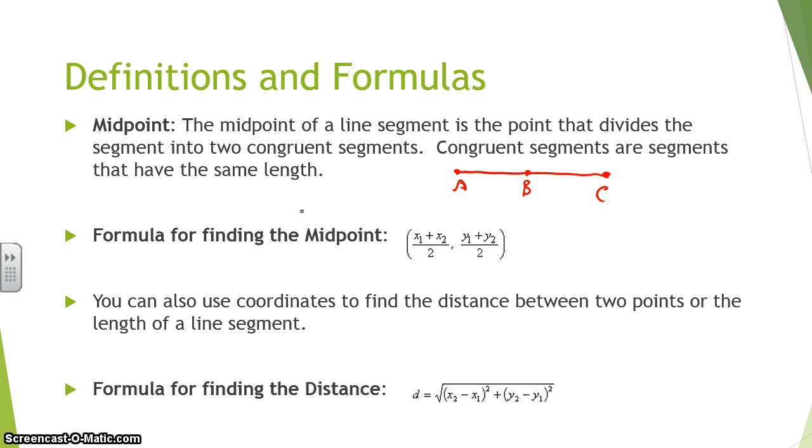Along with finding the midpoint, we also will need to find the distance, and you can use coordinates to find the distance between 2 points or the length of a line segment. Below we have the formula for the distance, where it's the square root of x2 minus x1 squared plus y2 minus y1 squared. So in this section we're going to be working with both of these formulas to help find the midpoint and distance of certain points.